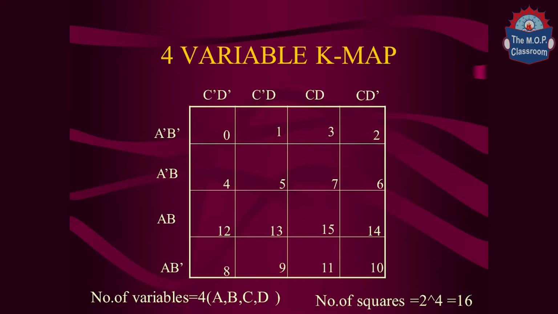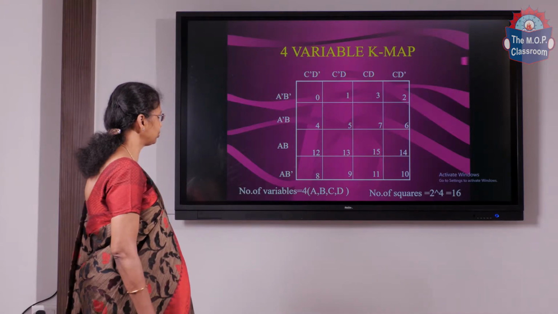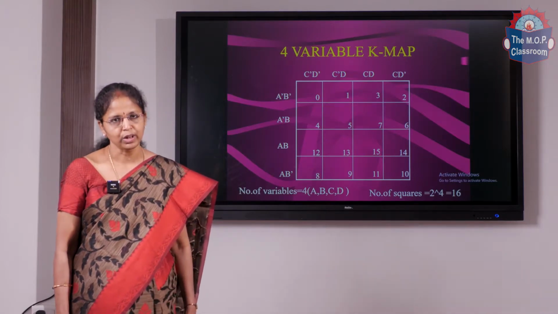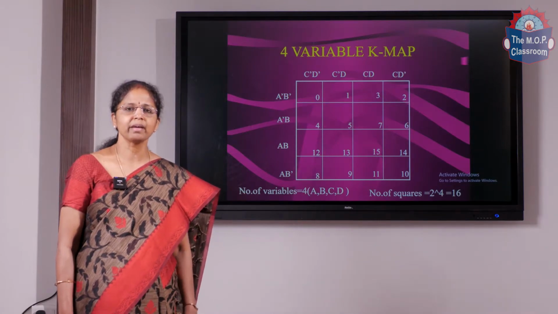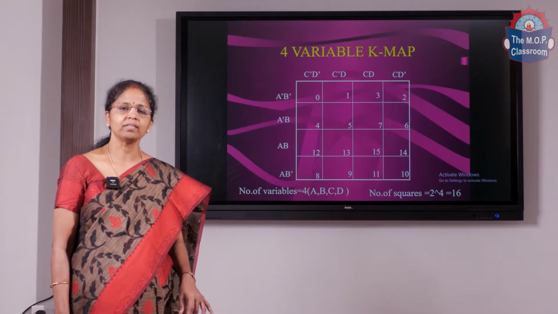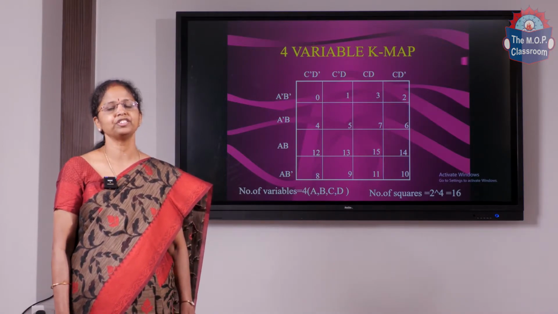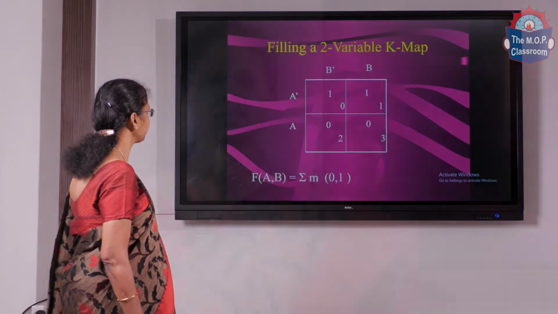So, each cell in this table is represented by the numbers. So, this is a 4 variable K map. We have seen how to represent a 2 variable K map, 3 variable K map, 4 variable K map. We can also have higher order K maps, but in this session we are just restricting to 2, 3 and 4 variable K maps. What are the different steps involved in the simplification process using K map?